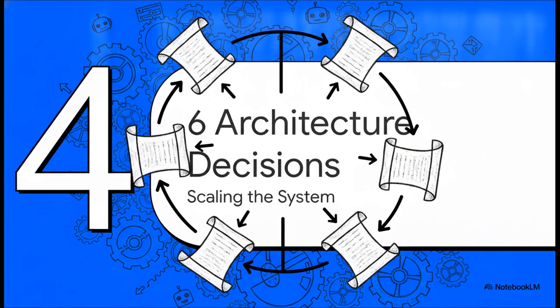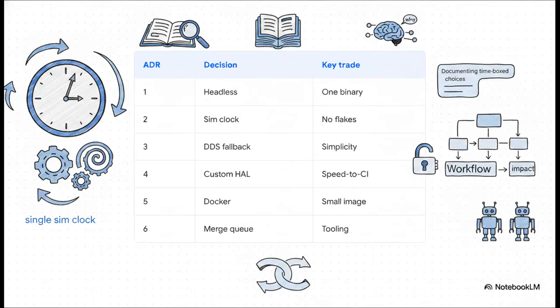Let's bring it all together in Section 4, 6 architecture decisions. Good architecture is really just about documenting time-boxed choices. This table shows our 6 architectural decision records, or ADRs. These act as the rulebook to scale the system. We just talked about the custom HAL and the single SIM clock, but notice that all of these decisions are reversible, and more importantly, they're all written down so the why is always just one search away. Let's drill into a few of these that directly impact developer workflow.